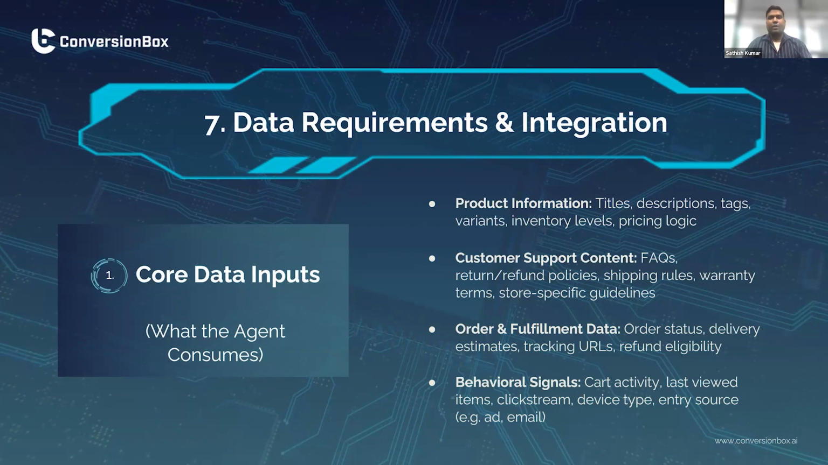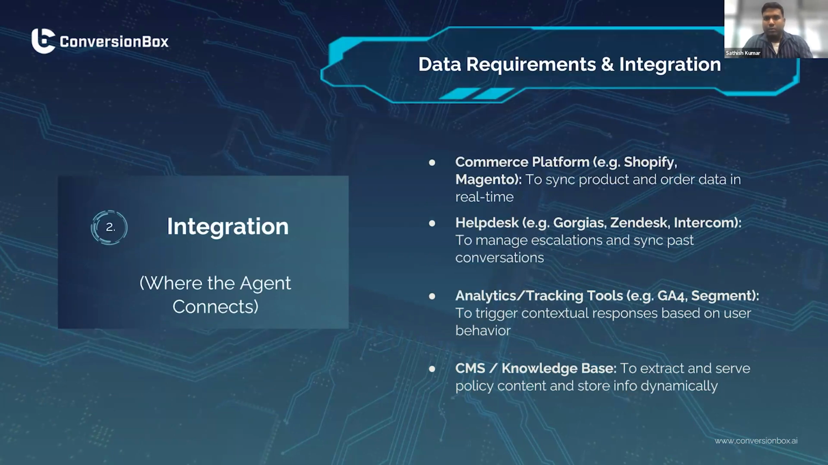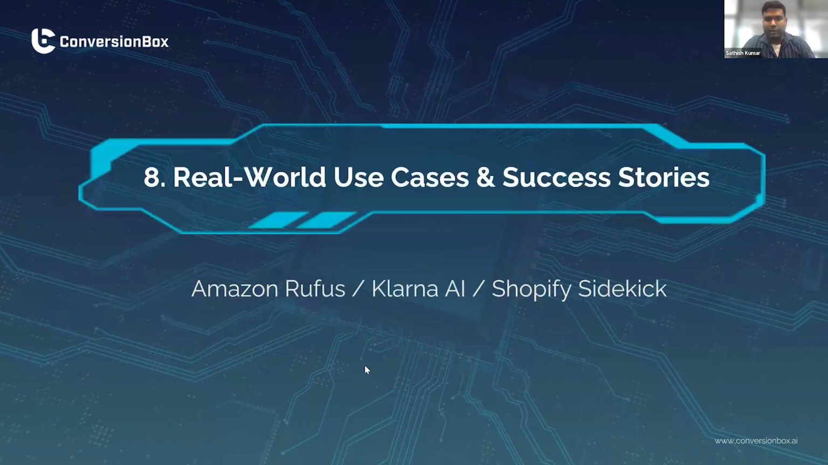So, at least with commerce platforms, as I said, it is pretty automated. Help desk software, if you have something like Gorgias or Zendesk, they also provide the past conversation information through API. Analytics provides all this information, your website content through API itself, and CMS sites like Drupal and WordPress also provide the website content through APIs. Right? Any questions?